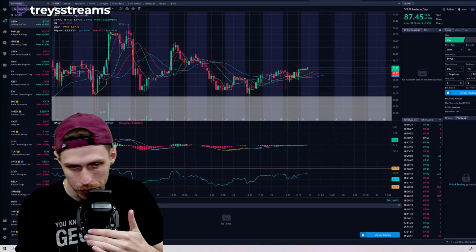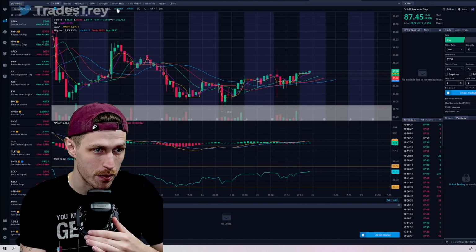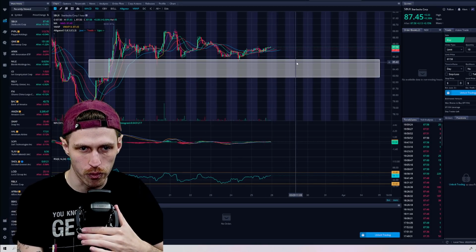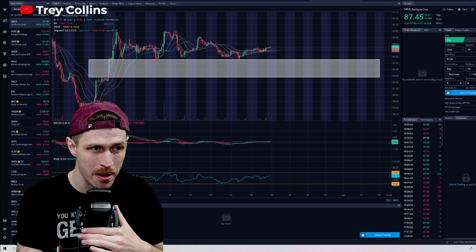Now that I've looked at that, what you see happened on the hourly fire off is it rejected off of that, right? Now, why is it? Well, it's probably because this gap fill is acting as some form of a demand zone. It doesn't really want to cross underneath this. You also have another demand zone over here, right?